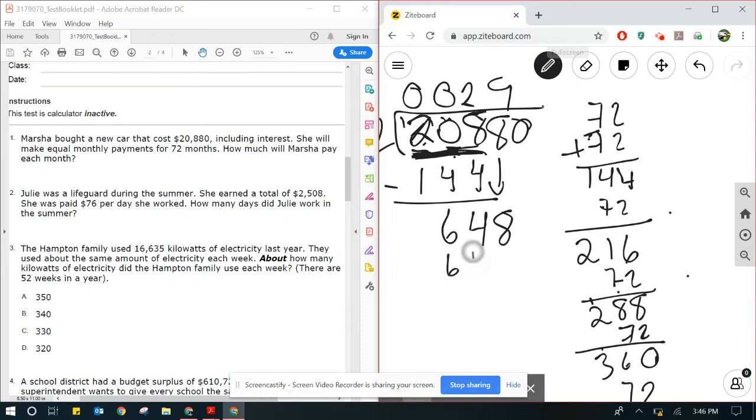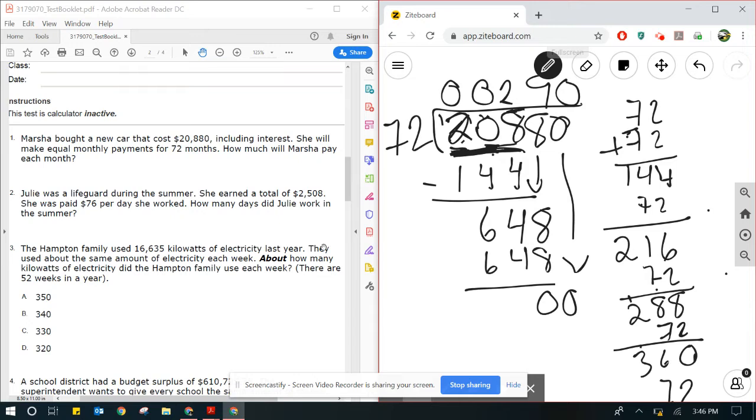So I put 648. I subtract, I get 0. I'm going to drop my 0 down. I get 0, which means there's a 0 that goes above here. So my answer is 290. That's my final answer. So I'm going to go back over here, and we know that number 1 is 290.